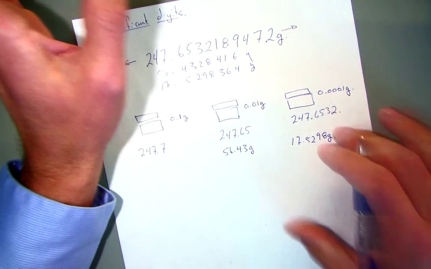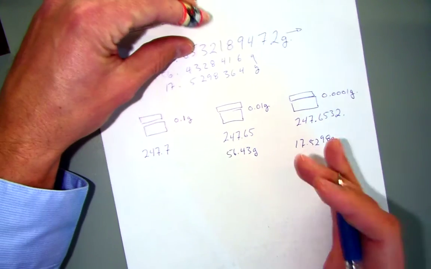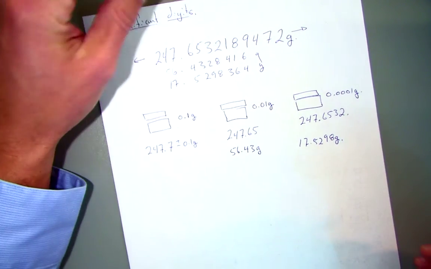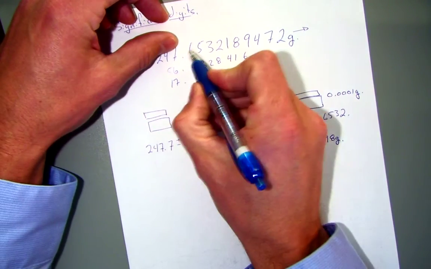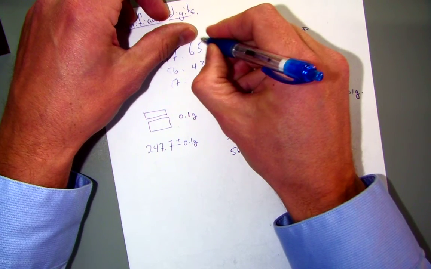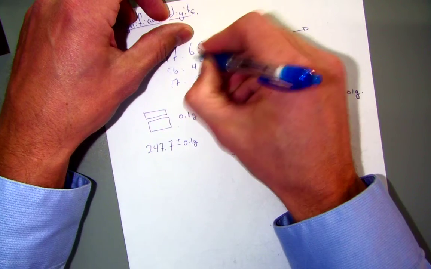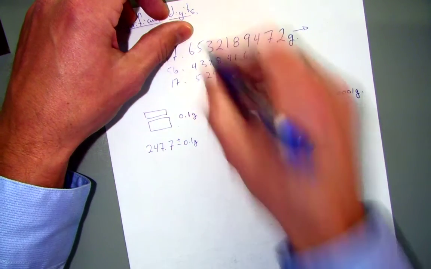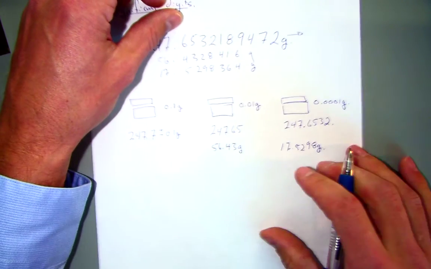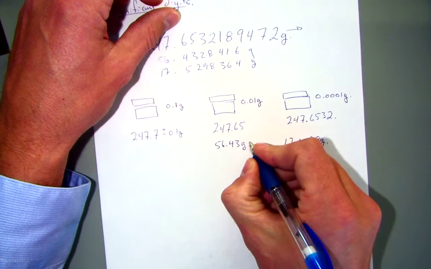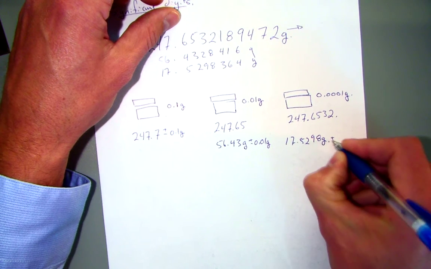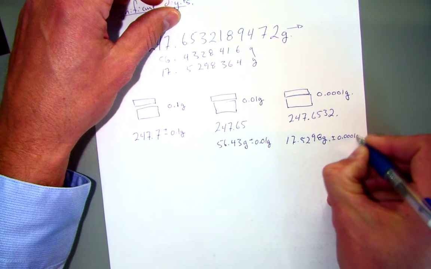Okay, so the uncertainty on a digital device is just equal to the last readable digit. So plus or minus 0.1 gram. Why is that? Well, because if I look at the next value over, it's either going to raise this up one or it's going to keep it the same. So the plus or minus 0.1 grams accounts for that next unknown digit and what it might be. Here plus or minus 0.01 grams, and here plus or minus 0.0001 grams.